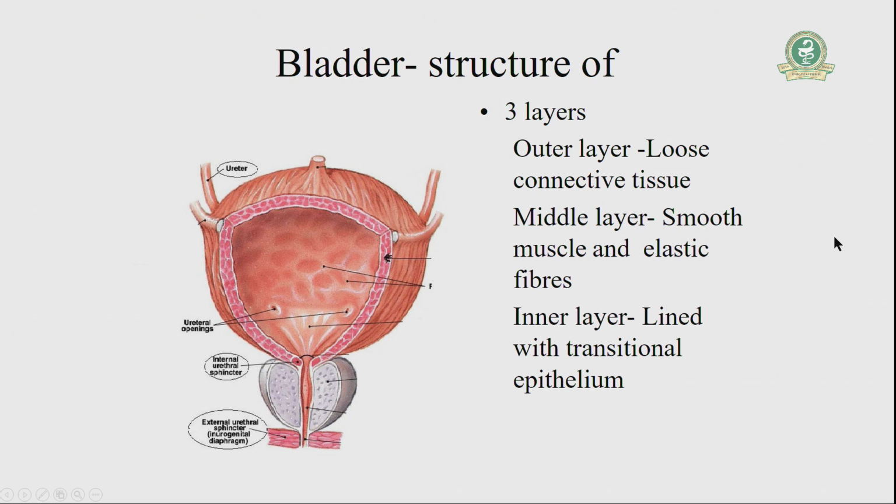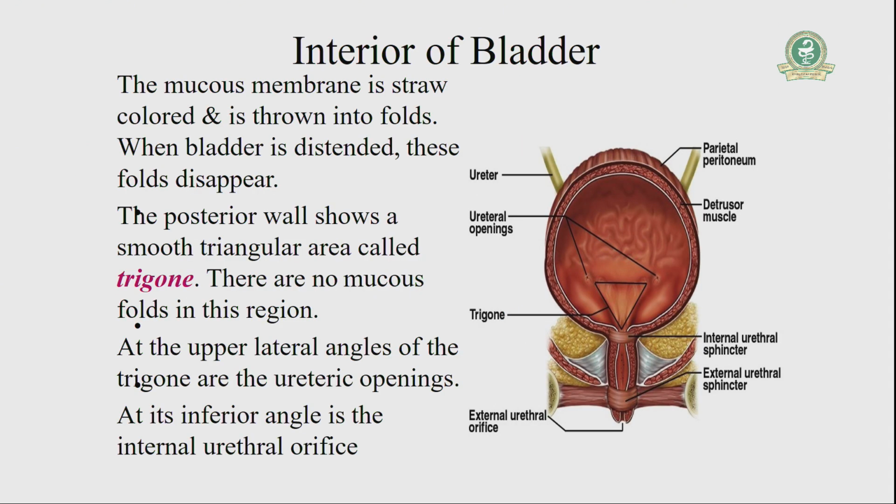The bladder has 3 layers. Outer layer, loose connective tissue. Middle layer, smooth muscle and elastic fibers. Inner layer, lined with transitional epithelium. The mucous membrane is straw-colored and is thrown into folds. When the bladder is distended, these folds disappear.